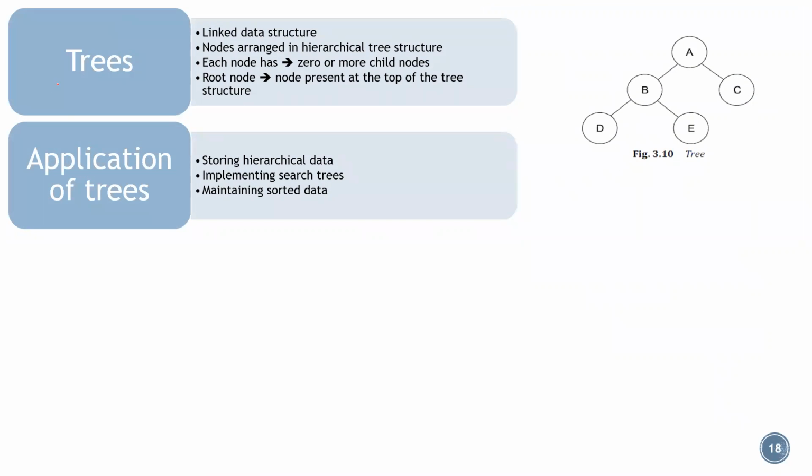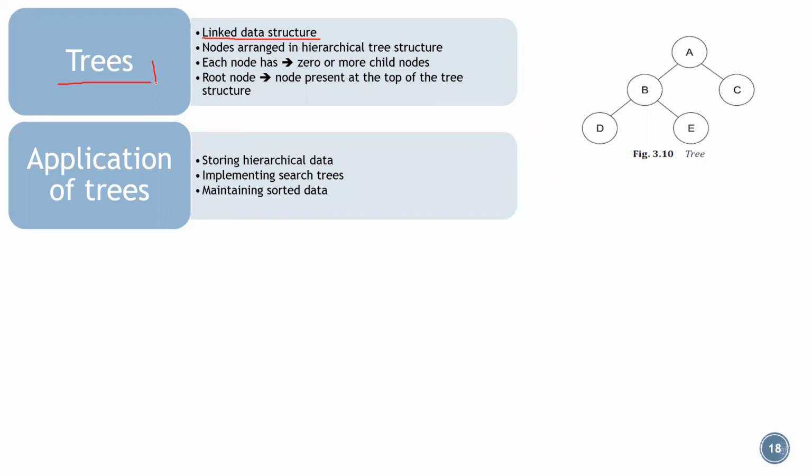Next come the trees. Again, this is also a linked data structure in which you have linkage between the elements, but how the elements are linked is different compared to the previous ones. In this case, they are arranged in the form of a tree.